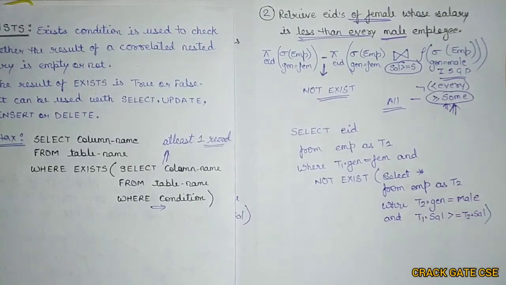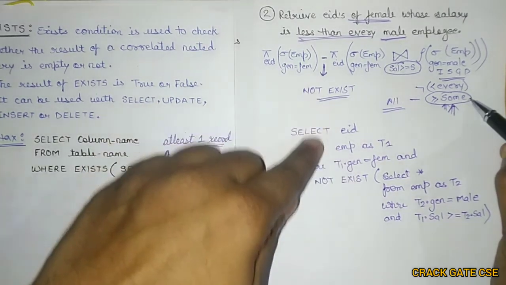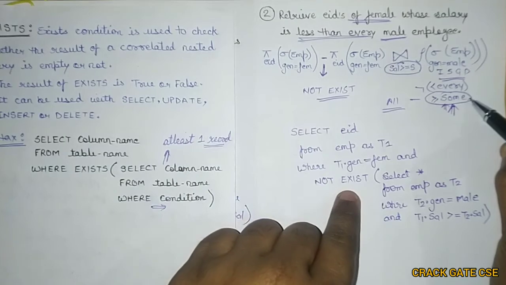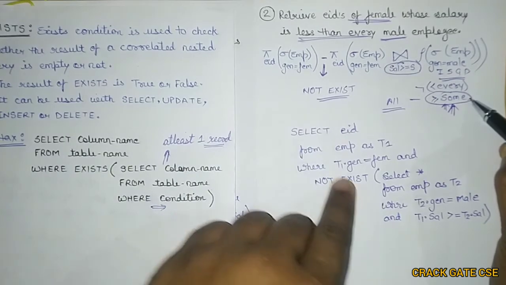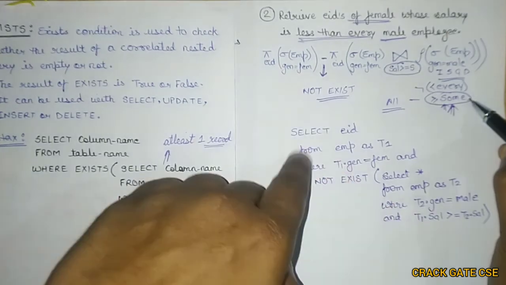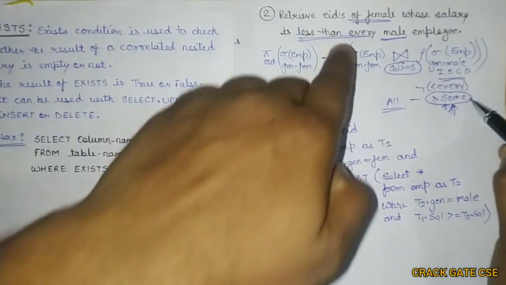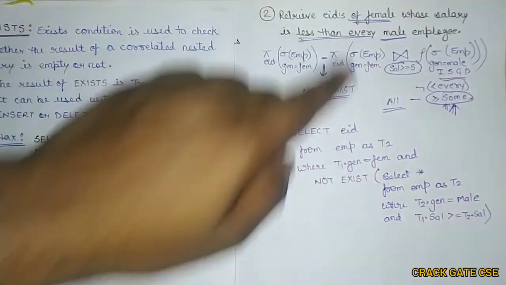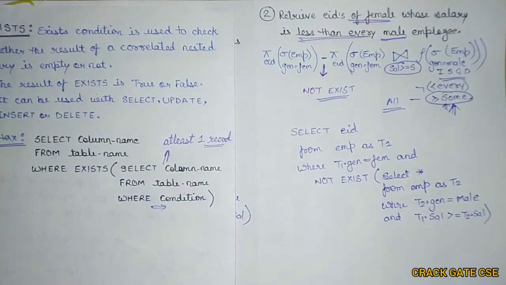So what this will do, first of all it will find out greater than equal to sum, then it will be removed from this outer query because it is not exists over here. So when we remove this greater than equal to sum from all the query, what will be left? We will be left with the less than every male employee. So this is how we can use exists and not exists in the SQL query.